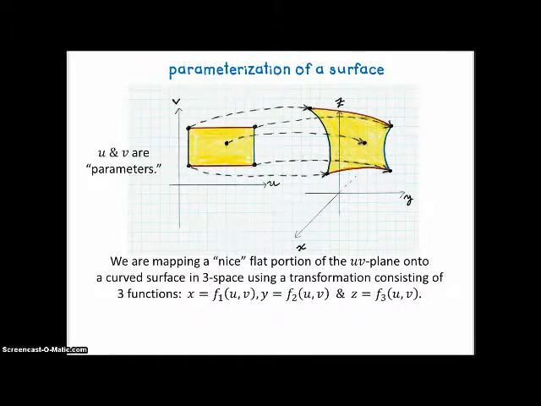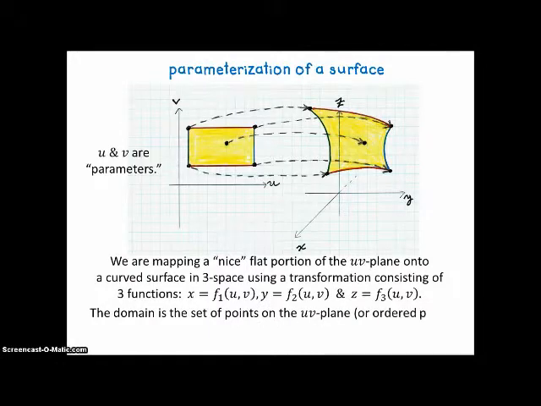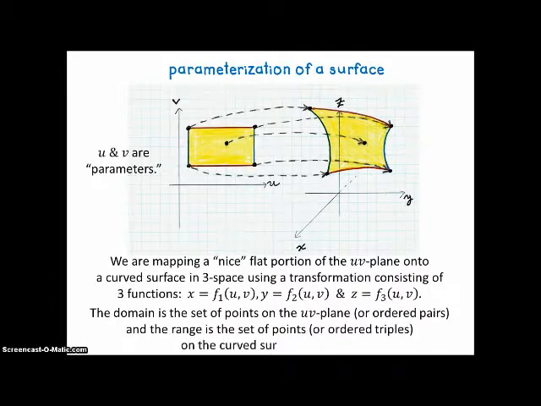u and v are the parameters. The domain is a set of points on the UV plane that we're using, or ordered pairs, and the range is a set of points, or ordered triples, on the curved surface in 3-space. So it's the same idea, only with two variables as parameters instead of one variable as parameter.